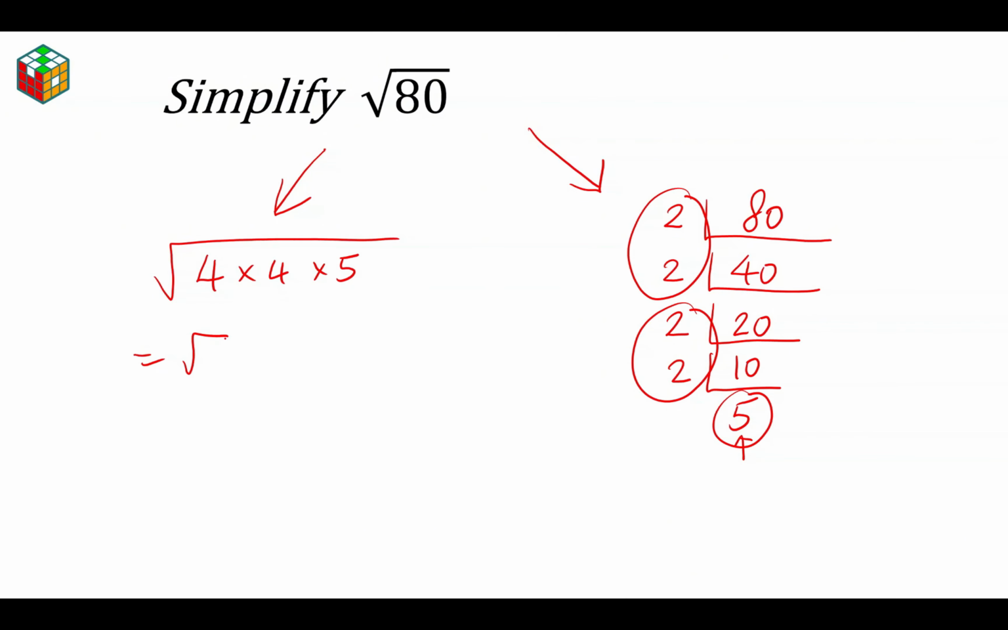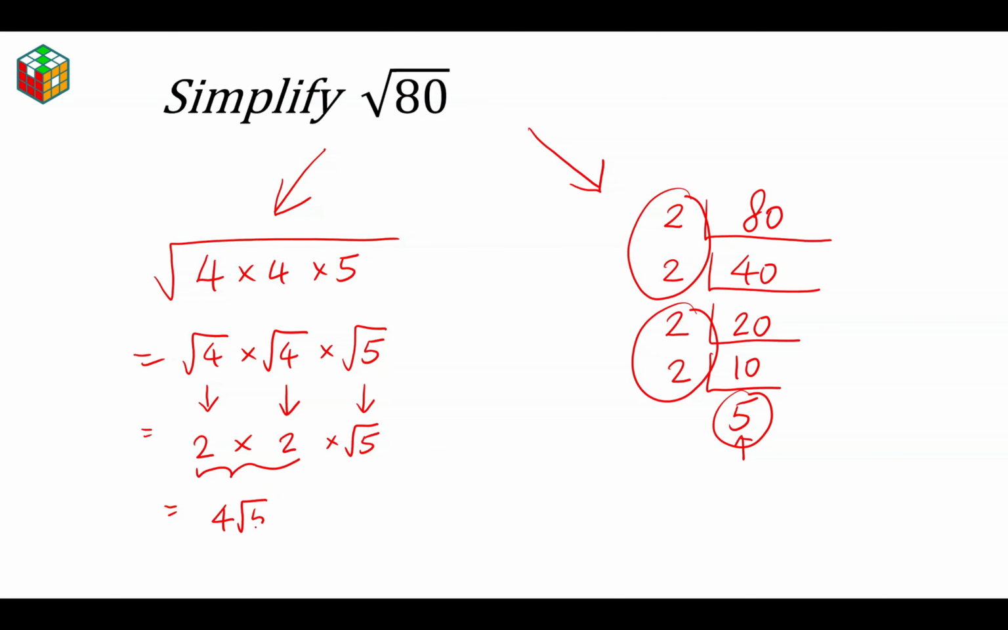As you can imagine, we can share the square root symbol for each individual number when it's multiplying. Then the square root of 4 is 2. Square root of 4 is 2 again. We cannot square root the 5, so we leave it as it is. Tidy up, 2 times 2 is 4, root 5. And to simplify it, root 80, that is going to be 4 root 5.